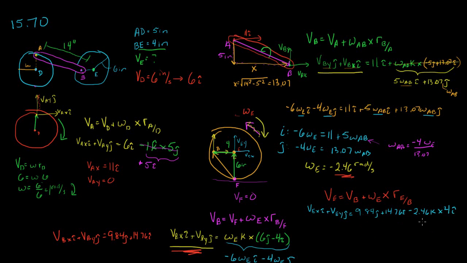When we cross this right here, this becomes a minus 9.84j. And look at that. This j and this j cancel out. So this is saying that the only term left is this 14.76 inches per second in the i direction. So there is no j velocity. The only velocity is in the i direction, just like we would have thought.